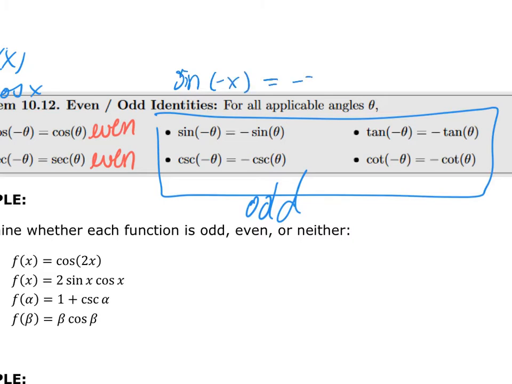I get negative sine x out. This is equivalent to: I put a negative in my function and the opposite of my function came out. That's just how we define it. I think once you get some examples, it makes more sense.